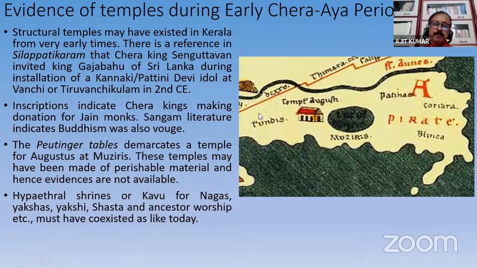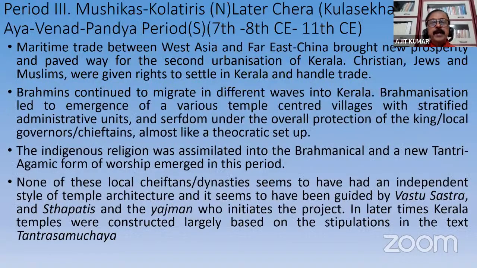is a very interesting fact. Now, during this period also, hypaethral shrines, open air shrines, were carved for the folk deities, and Shasta and ancestor worship must have existed like it exists even now. The period, as I said, relates with the rise of the Mushikas and Kolathiri in the north, the later Cheras or Kulashekharas or Perumals in central Kerala, centered around Kodungalur or Makotai, and the Ays in the south and Wayanad, in the region of Kollam, and the Pandyas further south.